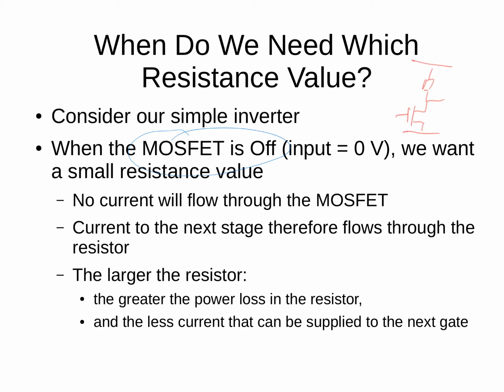When the MOSFET is off, then all the current is going to flow from the supply rail through the pull-up resistor to the output. The larger the resistance, the more power is going to be consumed here. And also, it limits the amount of current that can drive the next stage of our design, which actually limits the speed of our design. So in this situation here, we want to have a very small resistance value here when our MOSFET is off.